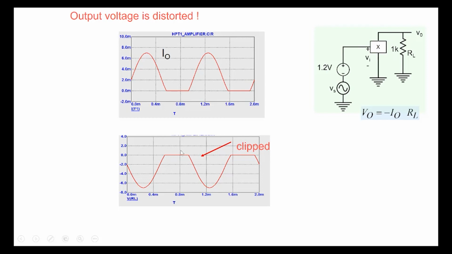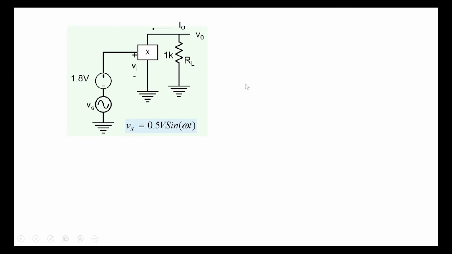And that's why we are getting a distortion in this circuit. All right, so we need to choose a proper value of biasing voltage here. 1.2 volt is not adequate. Somebody chooses 1.8 volt, realizing that you need to be away from the threshold point of 1 volt. So somebody chooses 1.8 volt here.